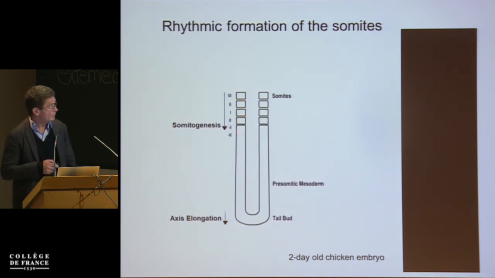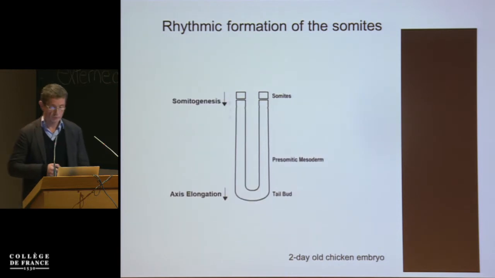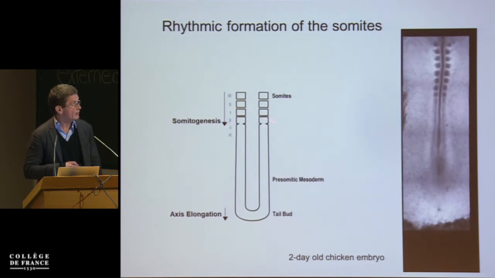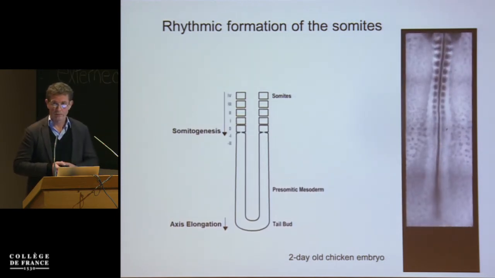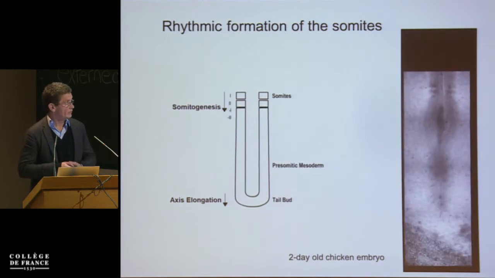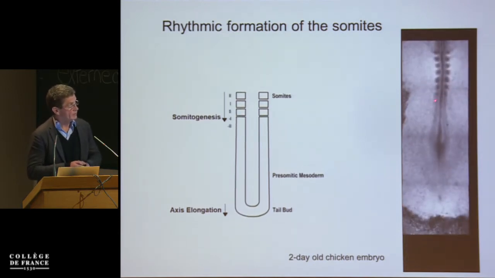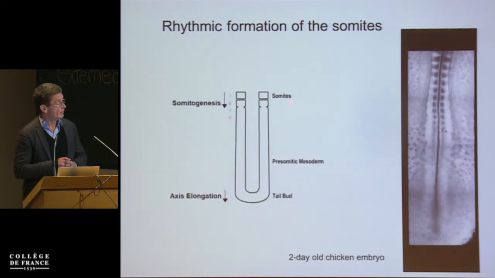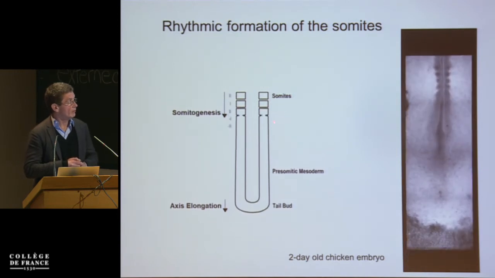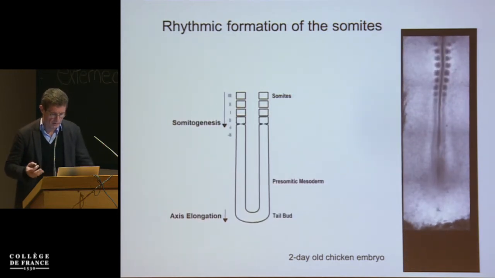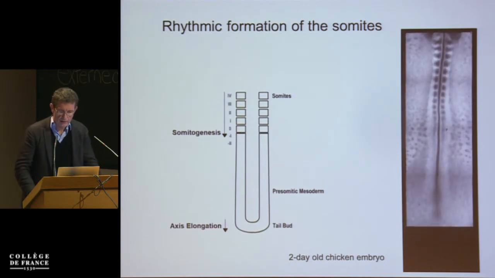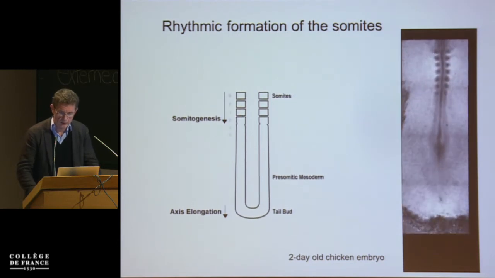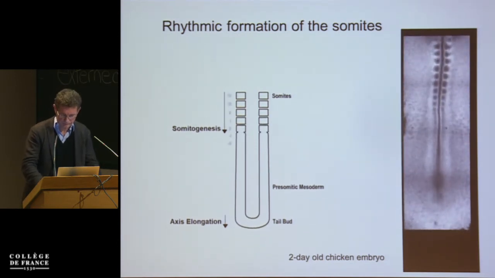And one of the very striking characteristics of the segmentation process in vertebrates is the fact that it's a rhythmic process. Namely, somites are added with a defined rhythm, which is specific to the species. So for instance, in chicken embryo, as you can see on this movie, the somites are added with a 90 minutes periodicity. But in other species, like mouse, it would be 2 hours. In zebrafish, it's 30 minutes. In human, it's not known. And so we've been interested for many years in trying to understand the molecular control of this rhythm.